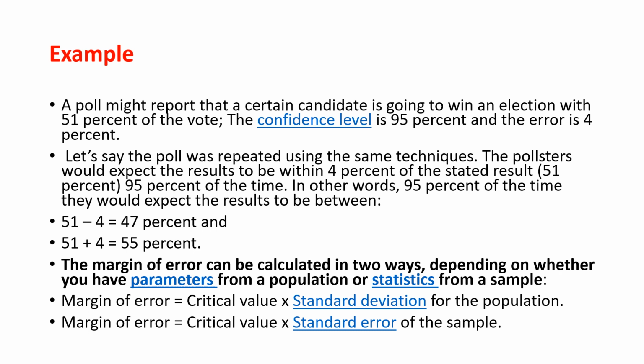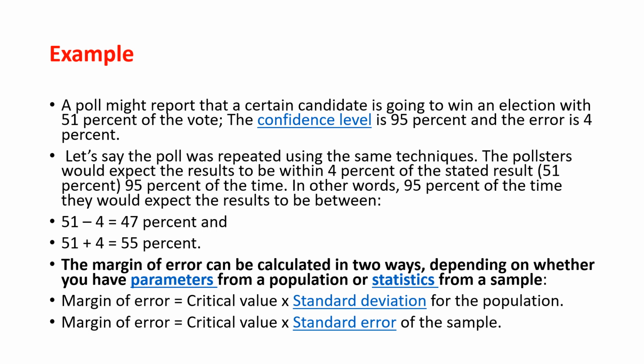This means that if the poll is conducted or repeated in the same area 100 times, then out of those 100 times, 95 times they would expect the results to vary within 4% of the stated result. That is, it could vary between 51 plus 4 or 51 minus 4%, that is 47% and 55% in the said example.